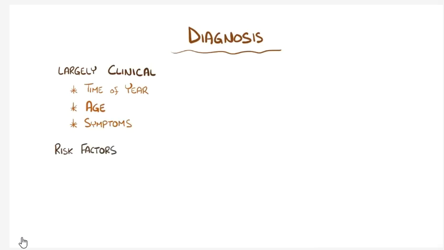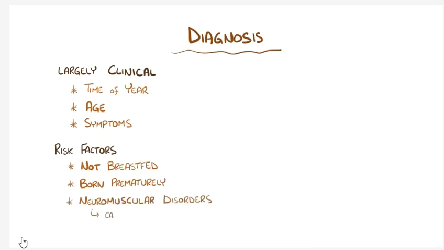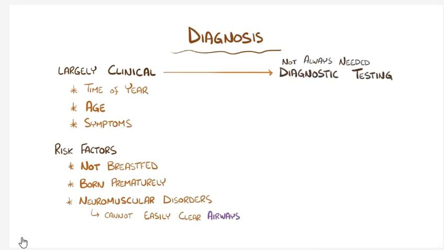Children at risk for bronchiolitis include those who weren't breastfed, those born prematurely, and those with neuromuscular disorders that can't easily clear their airways. Although it's not always needed, diagnostic testing for RSV can also be done by swabbing epithelial cells in the nasopharynx and looking for the presence of viral antigens.